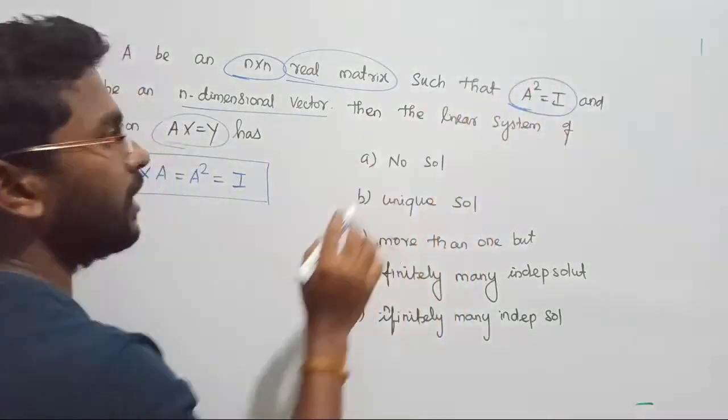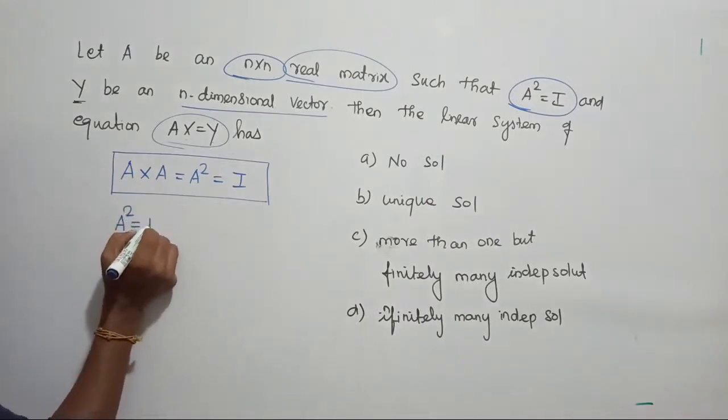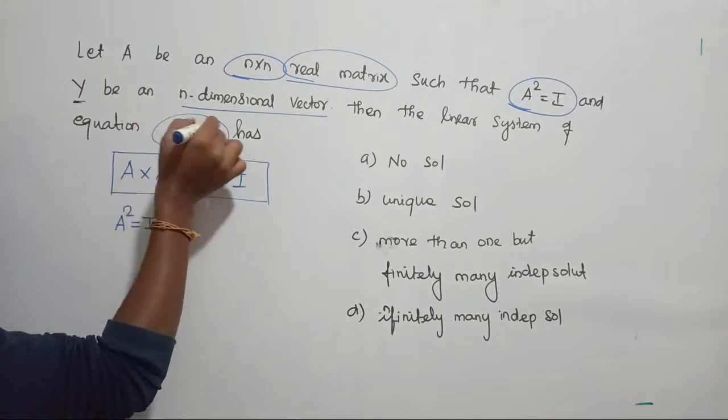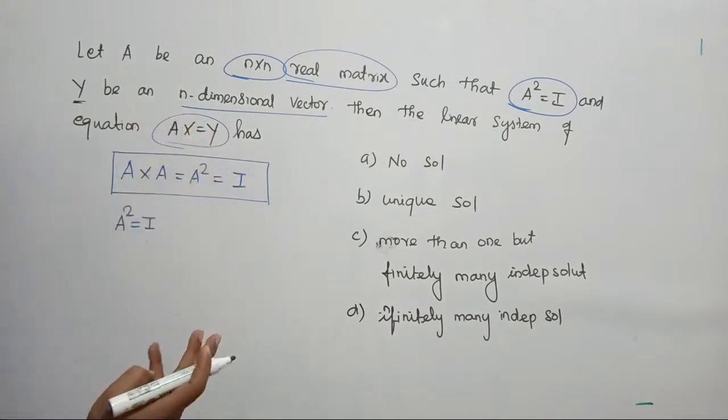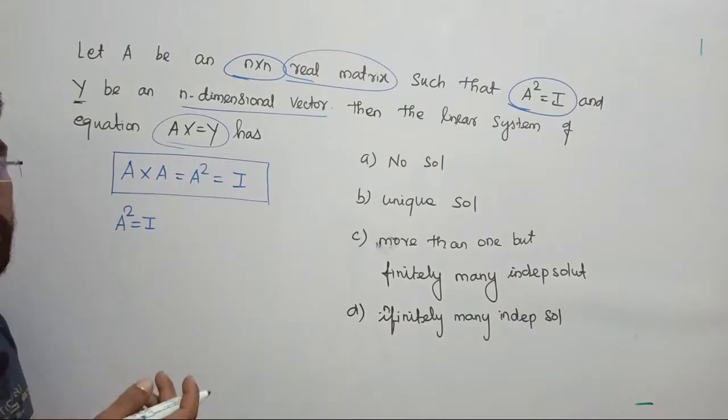A square equal to I, that statement clearly denotes. A square equal to I, anyway they have given Ax equal to B, a matrix system. For this there are 3 possibilities, right? No solution may come, or solution may come. If a solution comes, there are 3 possibilities, right?